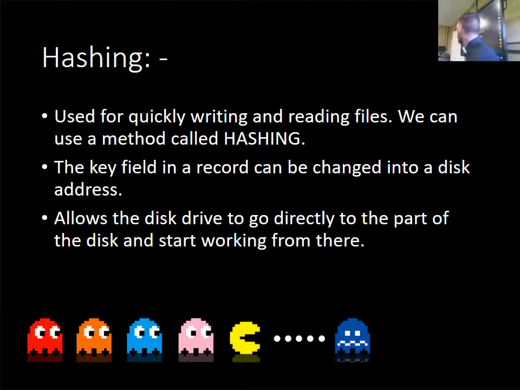So one example is hashing, all right? Now, if you want to quickly write and read files, you can use something called hashing. An example of this is in a database, where your key field might be changed into a disk address somewhere on your hard drive. I'm going to show you an example of it to make a bit more sense, but it allows the disk to go to a specific part. So this isn't necessarily just talking about encryption here, it's used within the computer system as well.